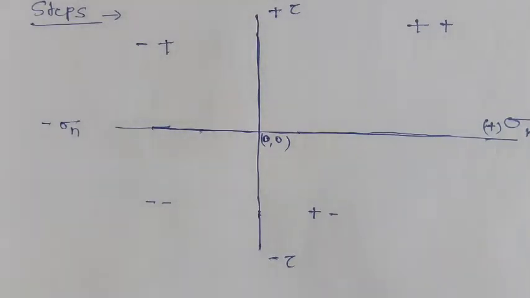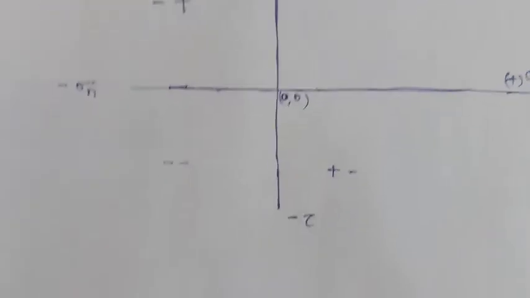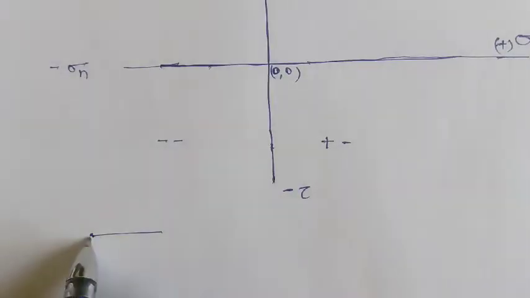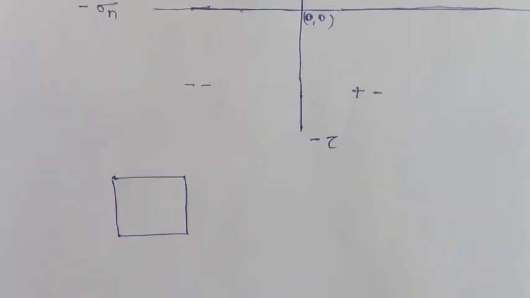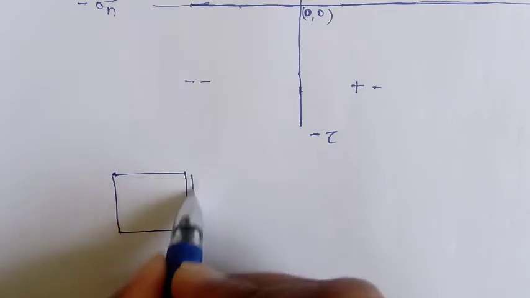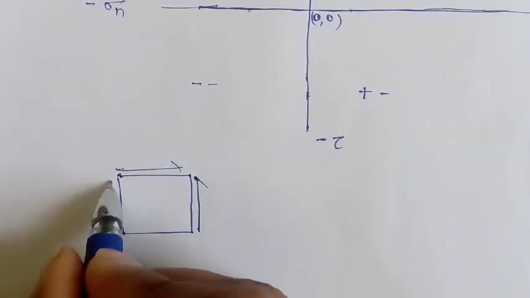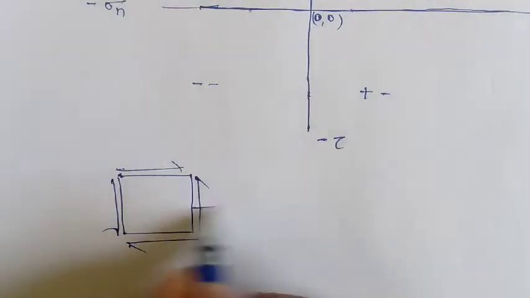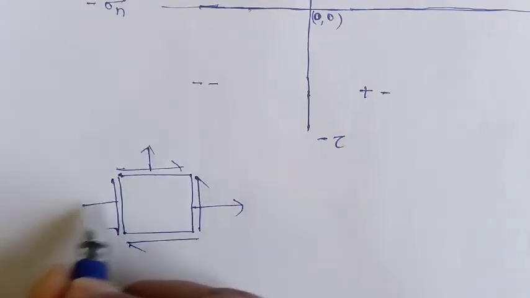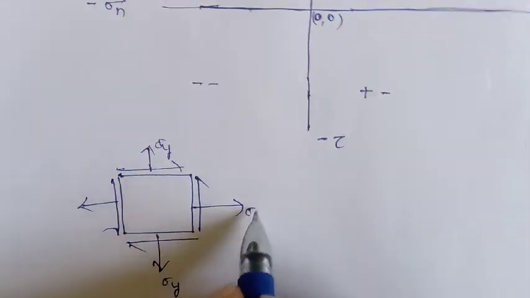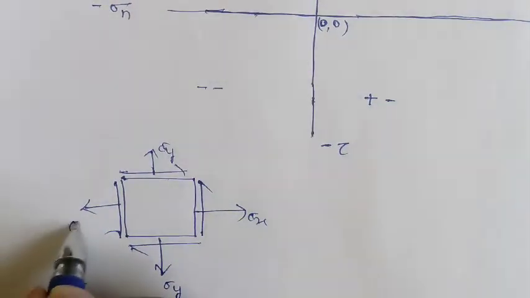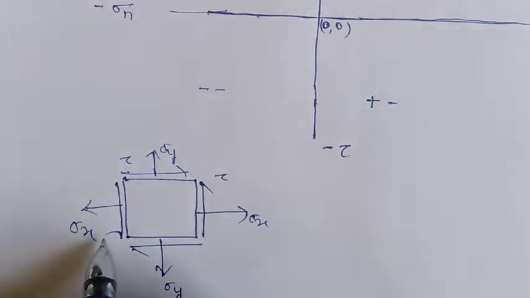Now to construct the Mohr circle, let us take one example of any component. Here this is the small element of a component, where this is the shear stress, this is the shear stress, and the normal stress direction is like this in the plane: sigma y, sigma x, sigma x. This is tau, tau, tau and tau.